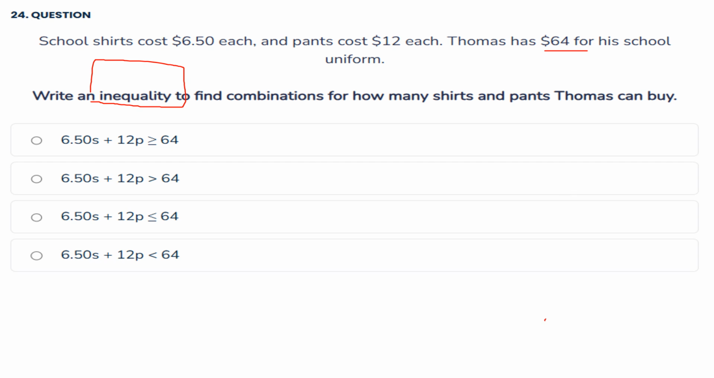So we know that it is not going to be greater than or equal to, so we need to figure out which one it's going to be. Another thing we know is that whatever combination we come up with could be equal to 64, but it has to be less than. So our answer is going to be less than or equal to.